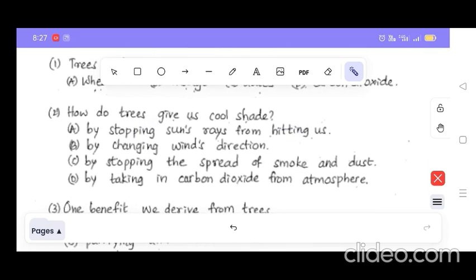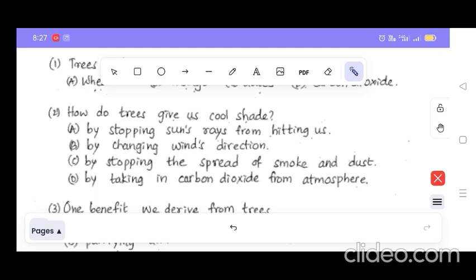Second question. How do trees give us cool shade? By stopping sun rays from hitting us, by changing wind's direction, by stopping the spread of smoke and dust, by taking in carbon dioxide from the atmosphere. See, trees give us cool shade. How do they provide the cool shade for us? See, four options are given there.